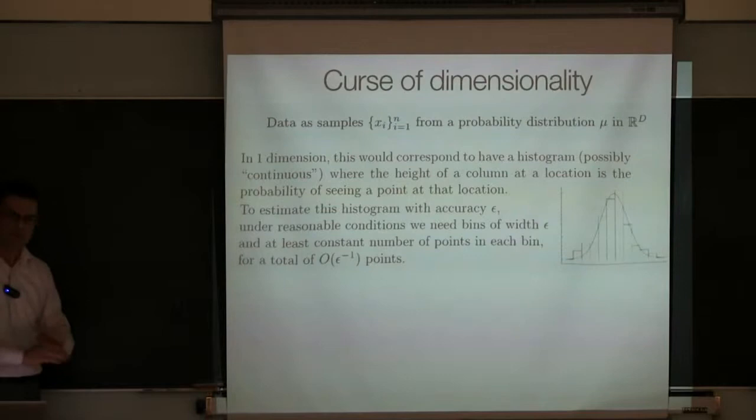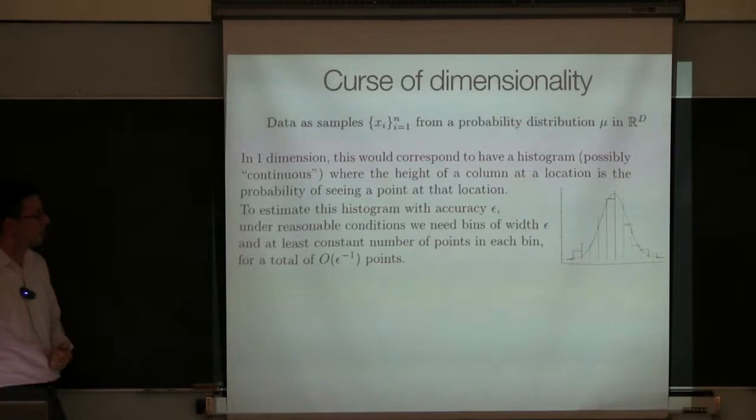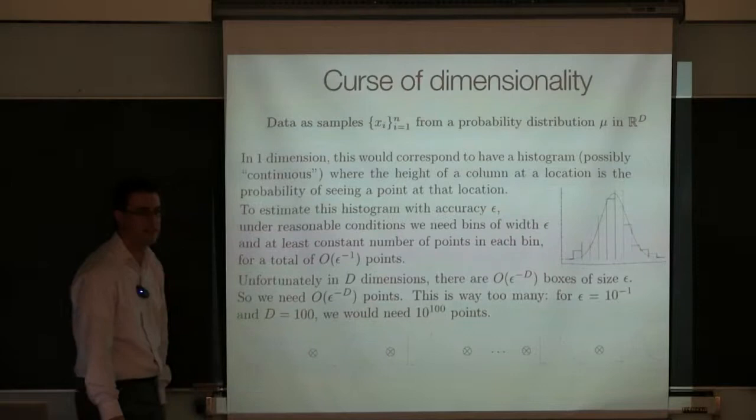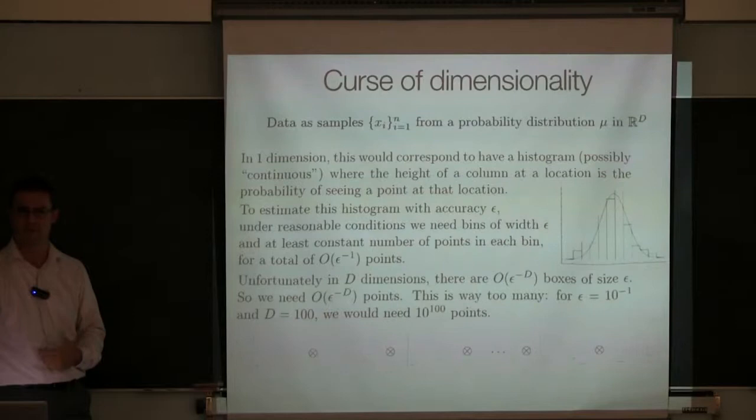Okay, well, suppose we try to do this in D dimensions. So suppose now our data set is not in one dimension, but it's in capital D dimensions. So instead of measuring the height of a person, we measure 20,000 genes for that person. That's what the gene array would do. So D would be 20,000.